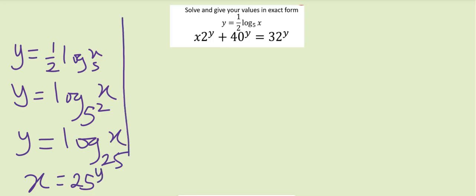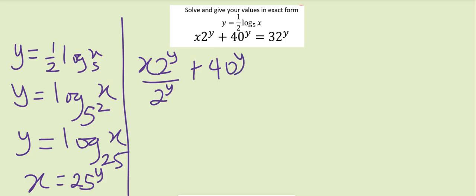I'll go to the second equation. The second equation, this is also direct. In making x subject of formula, just divide everything by 2 to the power of y first in order to get rid of the coefficient of x here. So which implies I have x times 2 to the power of y divided by 2 to the power of y plus 40 to the power of y divided by 2 to the power of y equal 32 to the power of y divided by 2 to the power of y.